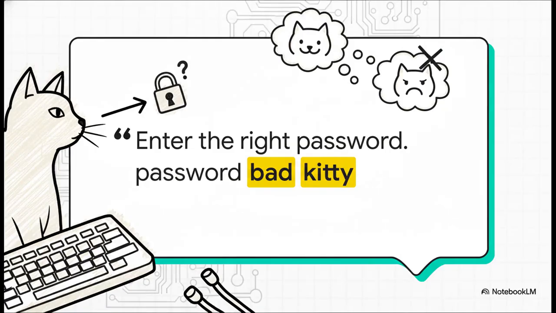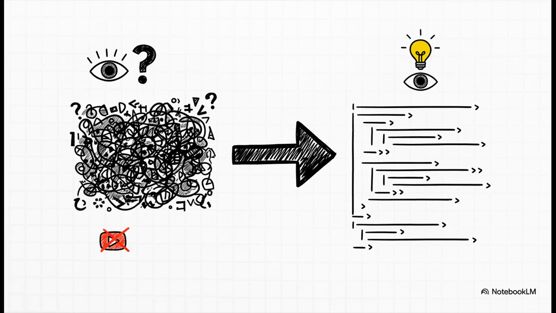Okay, so we run the program, it asks for a password, we type something in, and nope, it just says bad kitty. Our goal is to find the right password. Now, looking at the strings, we can see there's a good kitty message in there somewhere, but we have no idea what input will actually trigger it. This is where static analysis comes in. It's the art of reading a program's code without ever hitting the run button.